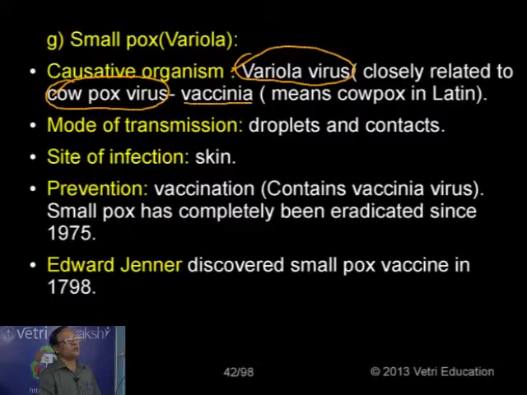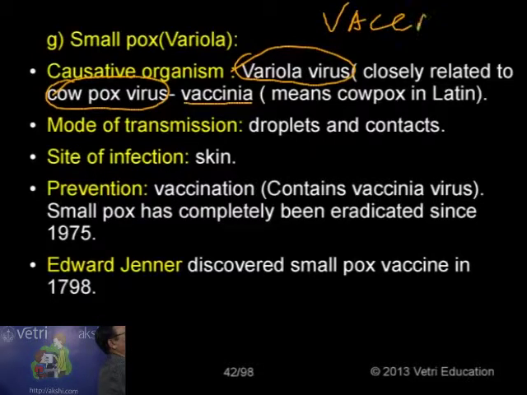Vacca means cow in Latin. The word vacca refers to cow in Latin. And similarly, vaccinia means cowpox. So the cowpox virus is called vaccinia virus, whereas the smallpox virus, the one which causes smallpox in man, is called variola virus. But both are mostly related to one another.